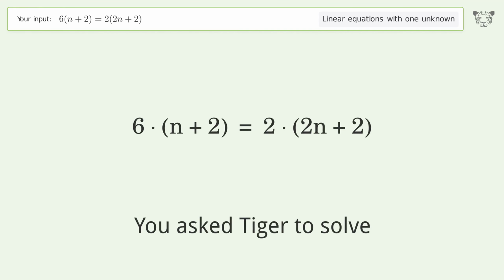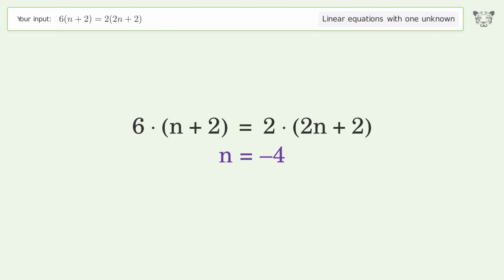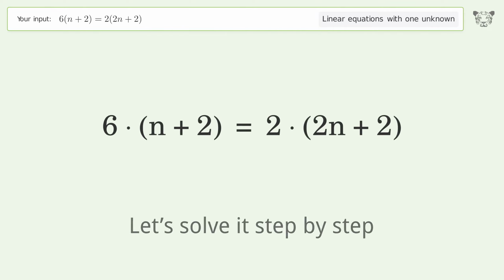You ask Tiger to solve. This deals with linear equations with one unknown. The final result is n equals negative 4. Let's solve it step by step.